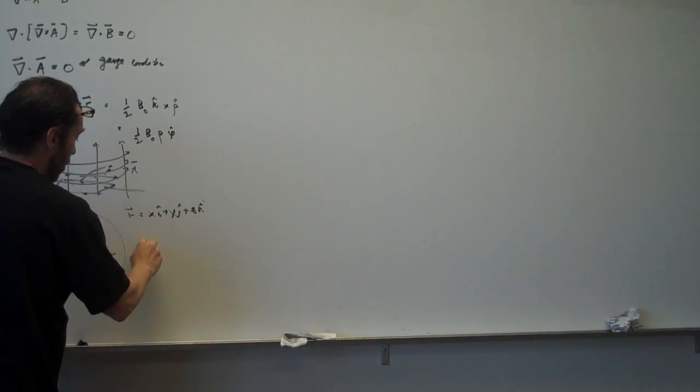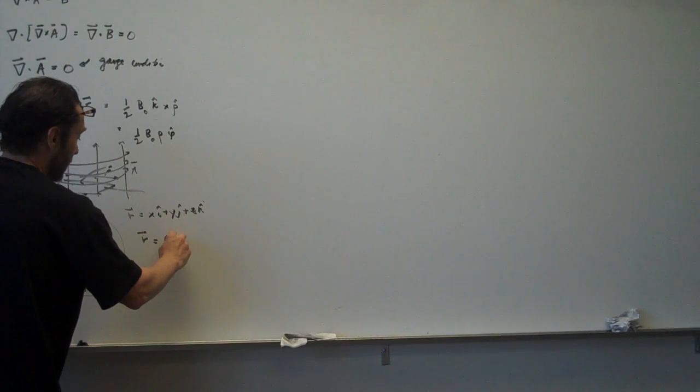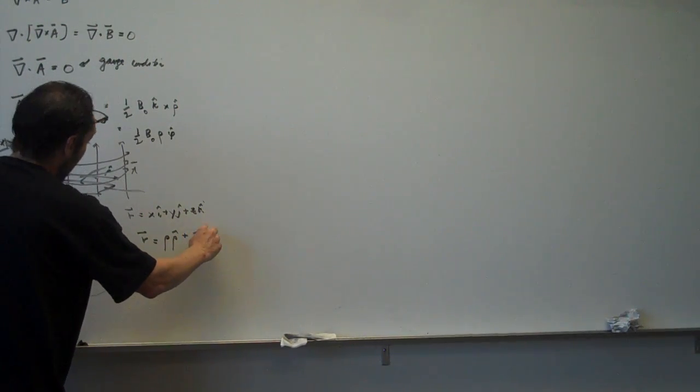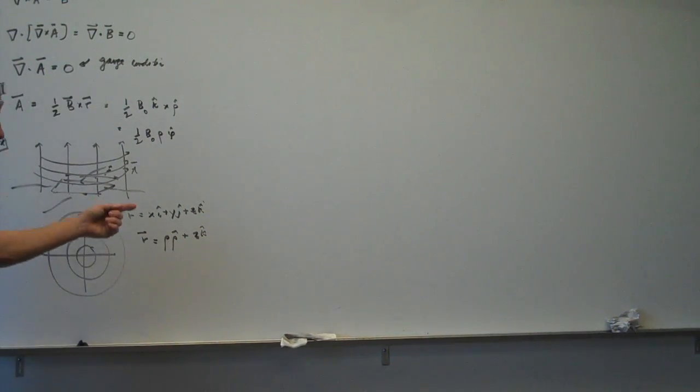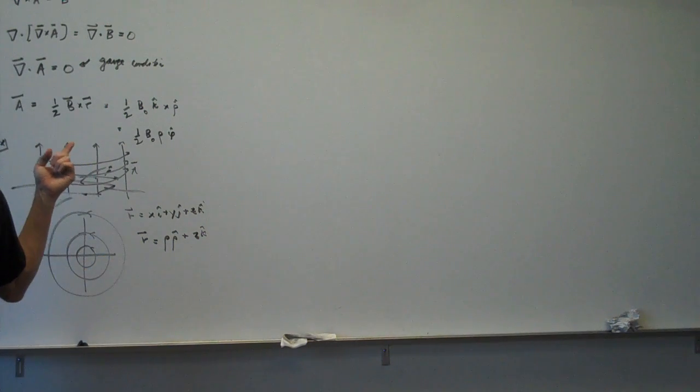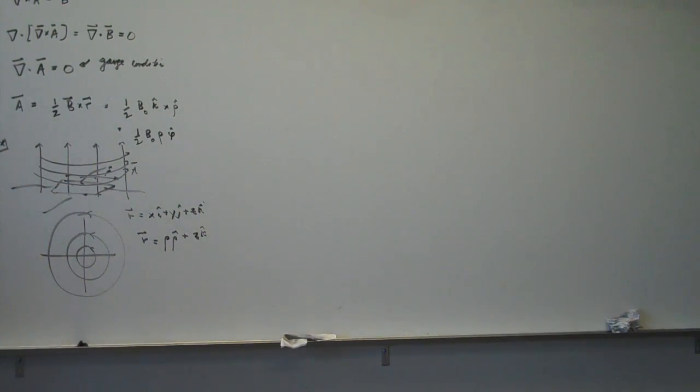R in cylindrical coordinates is rho rho hat plus z k hat. What's k hat cross k hat? Alright, so I only need the rho hat. Okay, and there it is. Cylindrical coordinates work very well for things when they have an orientation along the z direction.